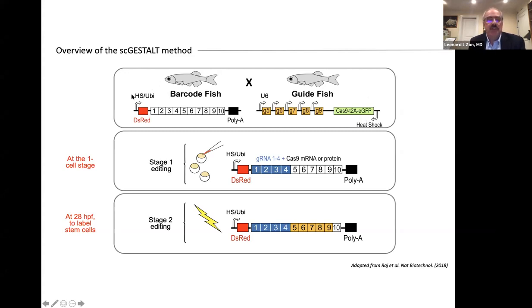So the elegance of this system is at the 1-cell stage, we can inject 4 guide RNAs and target the first 4 positions. This allows us to label all of embryogenesis with a certain barcode. Then with a heat shock mechanism shown here, we can come in and barcode the rest of those positions. This allows us to have another stage. For us, it'll be just before the birth of blood stem cells, when we're going to label the sites 5 through 9. Again, this allows us to ultimately tell you when the expansion is occurring of a particular clone.